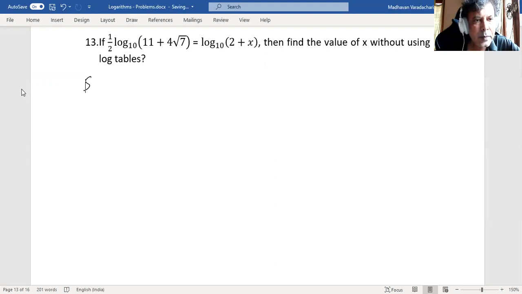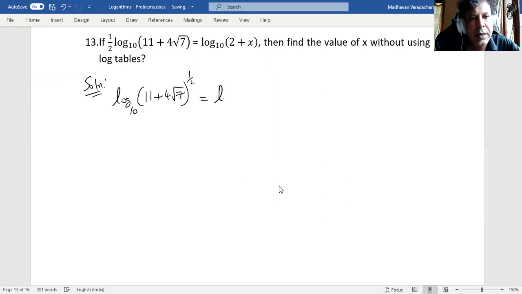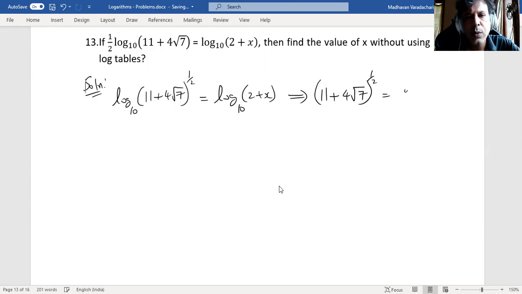It is given half times. So I can take this half to the power, meaning I will first write down log of (11 plus 4 root of 7) to the power of half to the base 10. I can equate that to the right hand side, which is log of (2 plus x) to the base 10. So from this, I can now equate (11 plus 4 root of 7) to the power of half is equal to 2 plus x. Now let us square it on both sides.